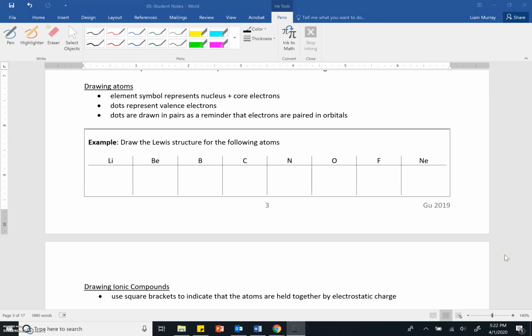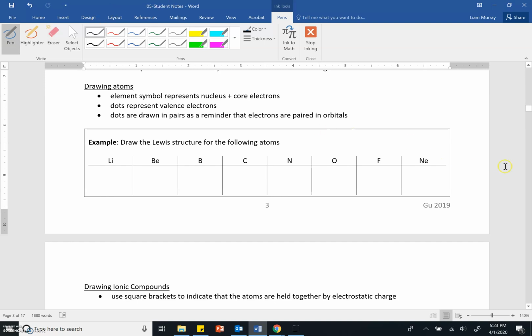All right, everyone, we're going to be looking at Lewis dot structures today in these notes. It's my first time really trying to use the stylus pen on a document. You know my writing is already messy to begin with, so I apologize if it's even worse than usual.